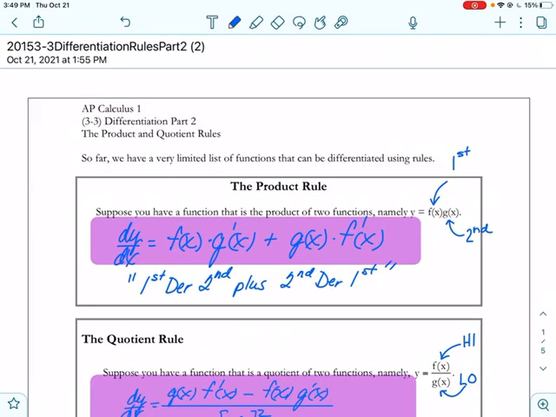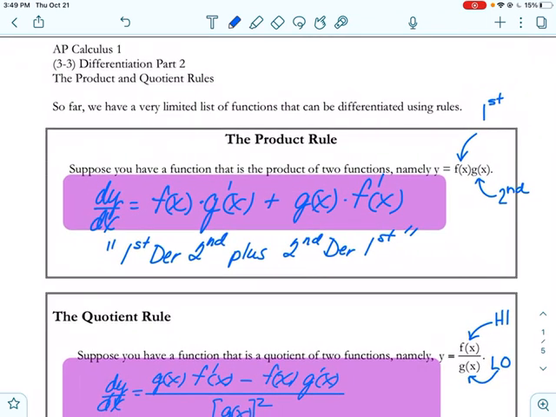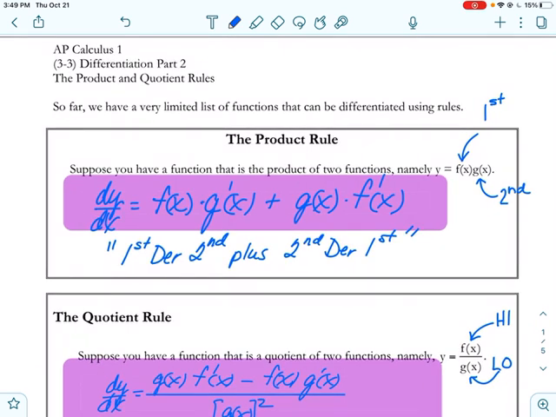Okay, we are working on 3.3 differentiation part 2 with the product and the quotient rule. So after we had a little activity in class, let's talk about the product rule as it stands, dy/dx. Suppose that so far we have a very limited list of functions that can be differentiated using rules. Okay, you have your power rule pretty much.